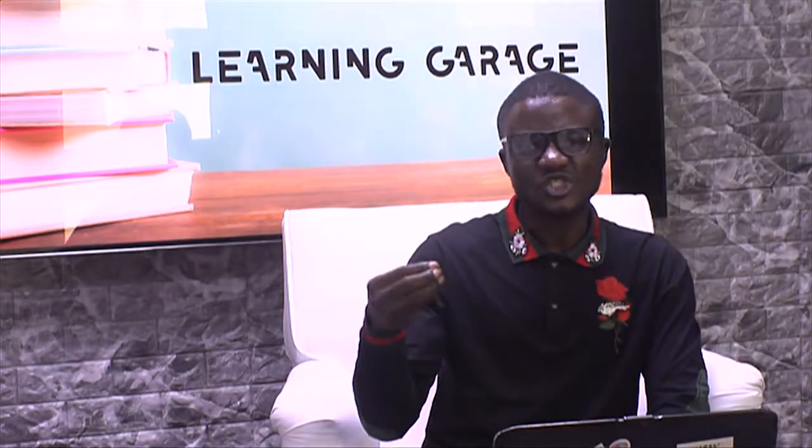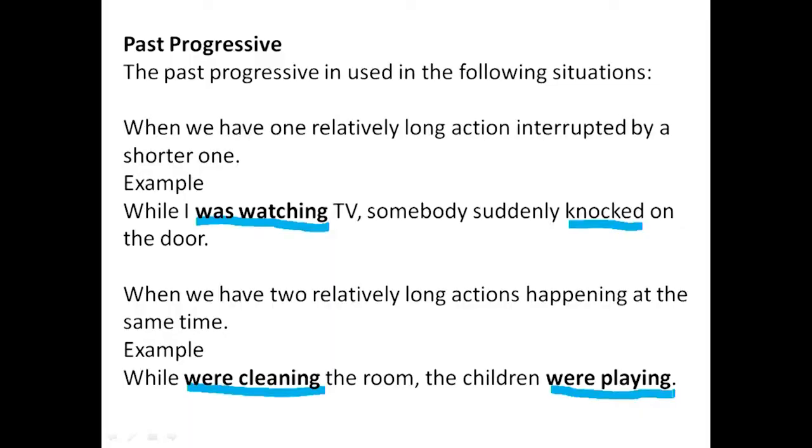When a short action interrupts a long action. For instance, while I was watching TV, somebody suddenly knocked on the door. The idea of knocking is short, and watching TV was an ongoing activity at that time. You see? So we also use the past progressive to refer to a future action in the past.